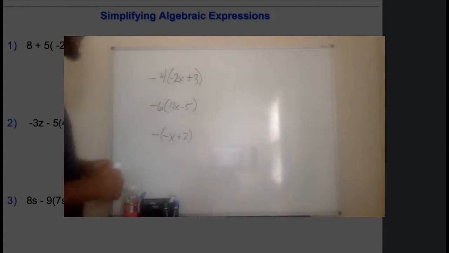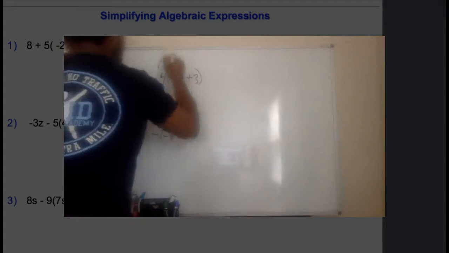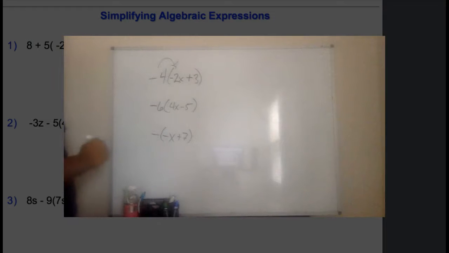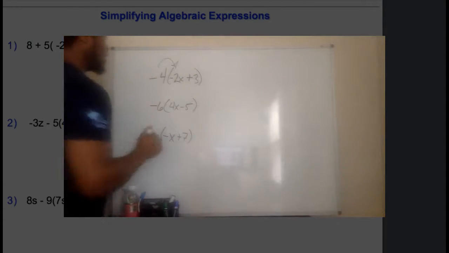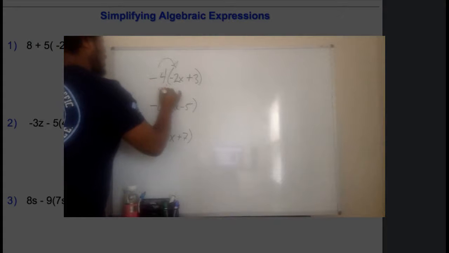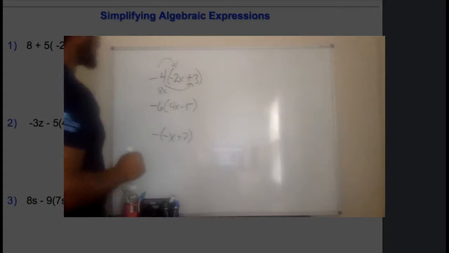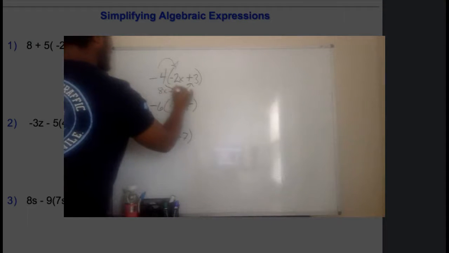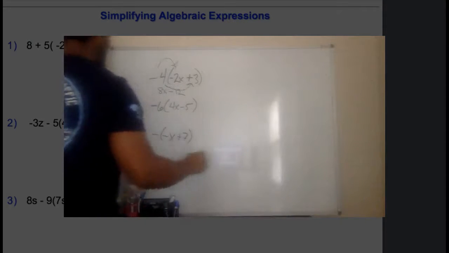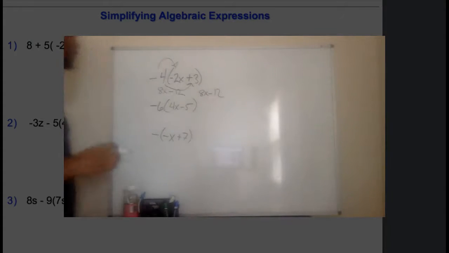All right, so I'm assuming that you guys paused the video. Let's work it. So we distribute. That's negative 4 times a negative 2x. What is that? Negative times a negative is a positive, so that gives you a positive 8x. Then you have negative 4 times a positive 3. That negative times a positive gives you a negative 12. So the solution to this expression would be 8x minus 12.